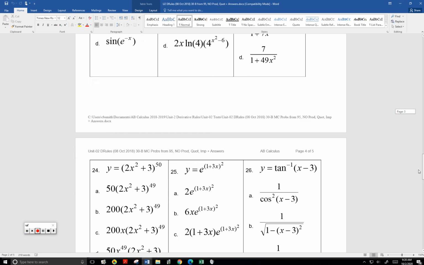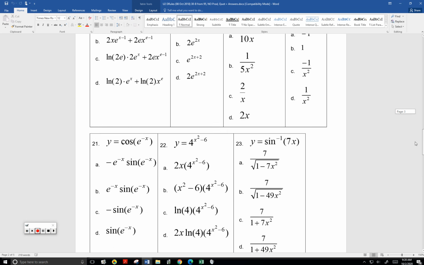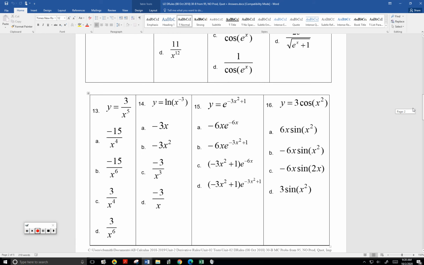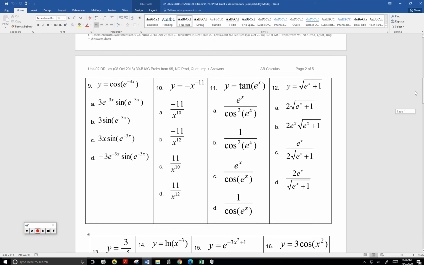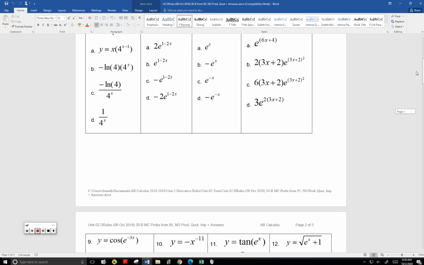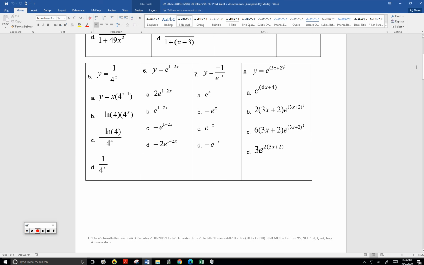Let's see. Okay, I have had a few questions on how to use the quotient rule because I haven't done any quotient rule examples. So we're going to do number 5. Let me get the video going here. Oh, it's already going. Let's stop the current video.